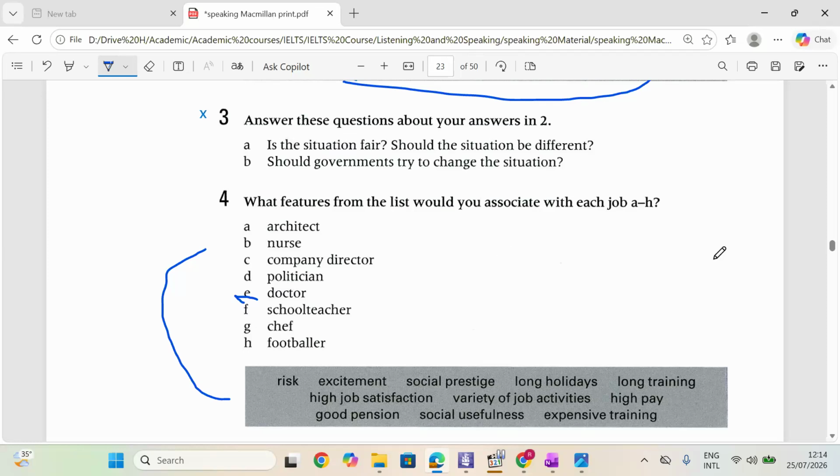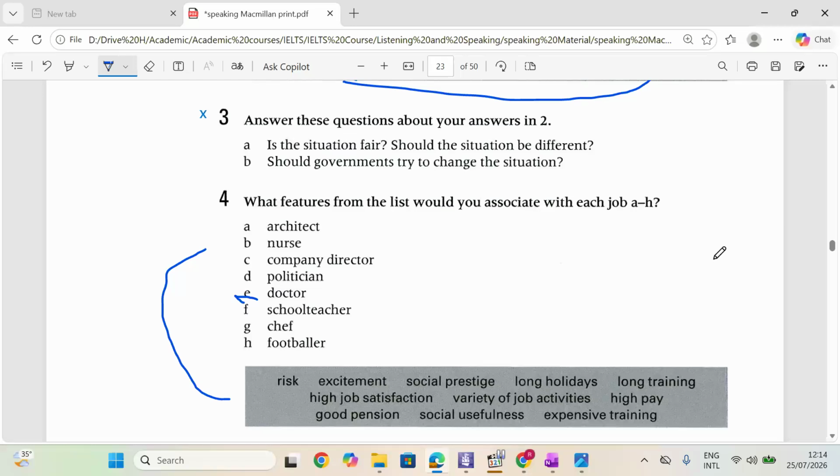Can I? Shahid, okay. Yes. A politician is associated with social prestige and high pay. It involves also a great deal of risk and public scrutiny. While ideally demanding a strong sense of social usefulness to serve the community effectively.